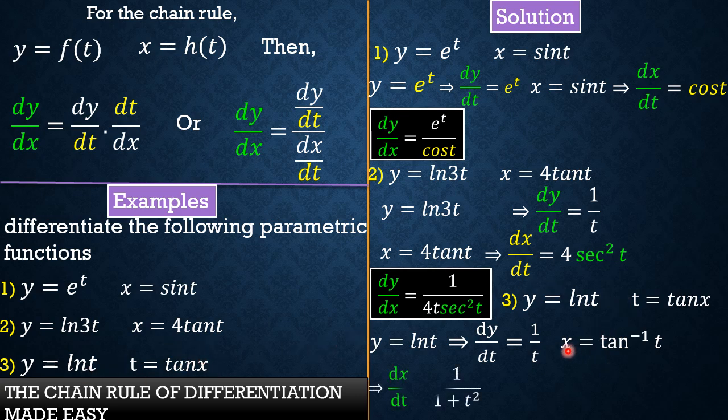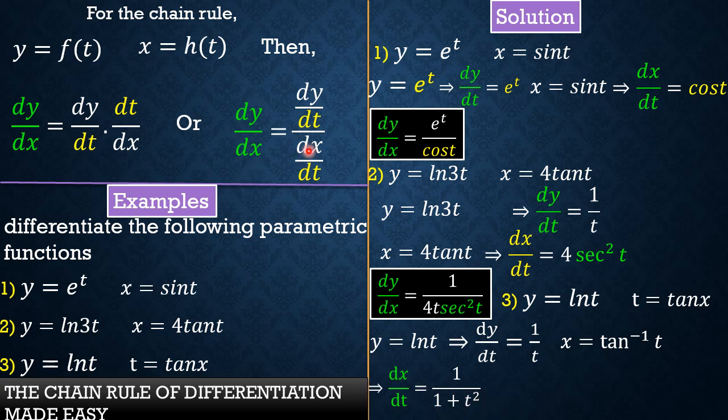Now dx by dt, that's differentiating x with respect to t, we are going to have what? Differentiating tan inverse of t, we all know it, right? I have a video on it. Check the description of this video, you're going to see it there, where I proved it from scratch that the derivative of tan inverse of x is 1 over 1 plus x squared. But in this case, we have t, so it becomes 1 over 1 plus t squared.